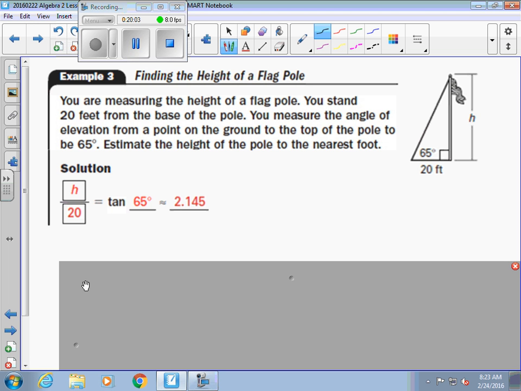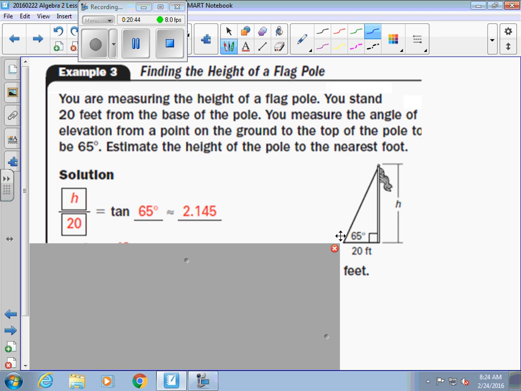So the height divided by 20 is equal to the tangent of 65 degrees. Okay, so again, from this perspective here, what is H? What is the height? And don't get it confused with hypotenuse. It's opposite 65 degrees. And what is 20 feet? It's adjacent. So you have O and you have A. Remember, that's the one that goes with TOA. That's why we use the tangent of 65 degrees. The tangent of 65 degrees is approximately 2.145.